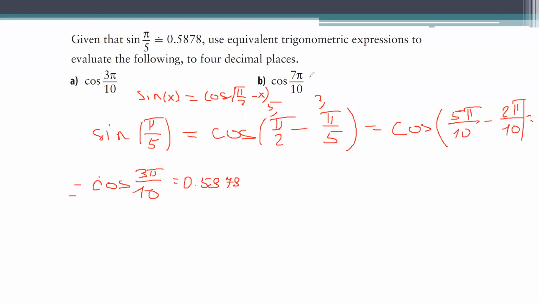And when we talk about cosine 7 pi over 10, what I want you to notice here, basically, 7 pi over 10. So it's 4 pi over 10 more, or 2 pi over 5.